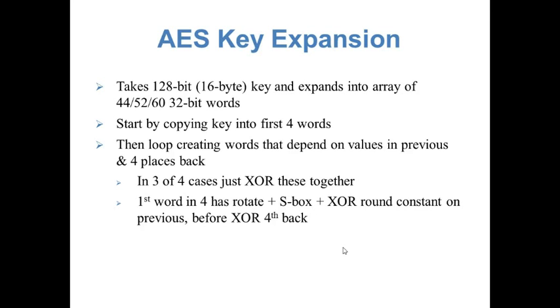It involves copying the key into the first group of 4 words and then constructing subsequent groups of 4 based on the values of the previous word and the word four positions back. The first word in each group of 4 gets special treatment, with rotate plus S-box plus XOR with a constant on the previous word before XORing with the one from 4 back. In the 256-bit key, or 14-round version, there is also an extra step on the middle word.